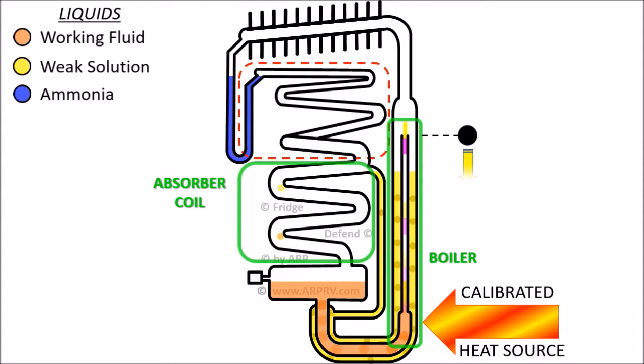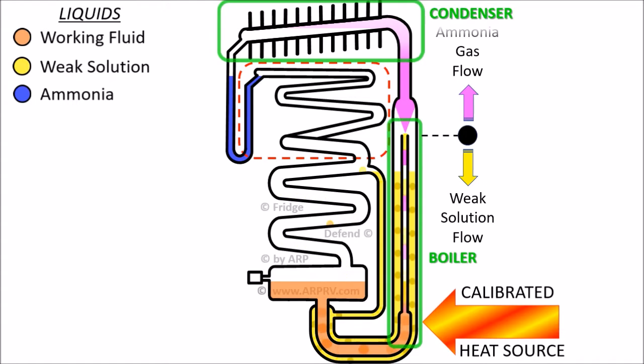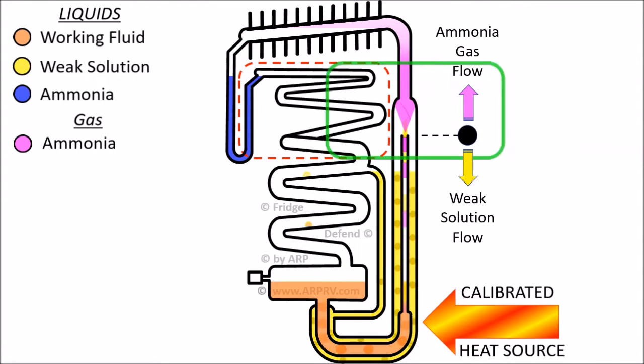Going back to the top of the pump tube, the ammonia gas rises up to the condenser. The condenser changes the ammonia gas into liquid ammonia by cooling the gas. Please note that it is critical for safe operation that the system be leveled so the liquids can flow down the sloping tubes. The ammonia liquid runs into the evaporator from the condenser.